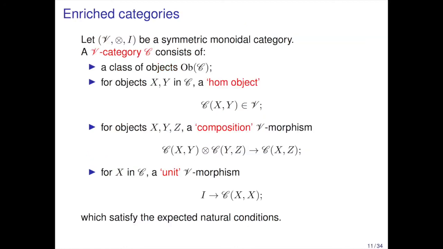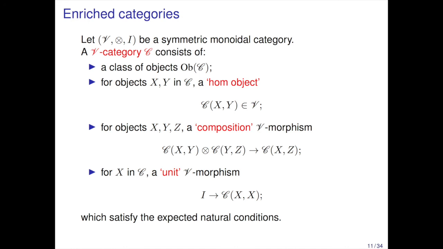So, okay, there's another notion of enriched categories. Once you have a symmetric monoidal category, as defined just now, you can talk about a V category, or a category enriched in V, which consists of a class of objects, and then for any two objects, instead of a Hom set, as it would be in a normal category, you have a Hom object, which is an object of V.